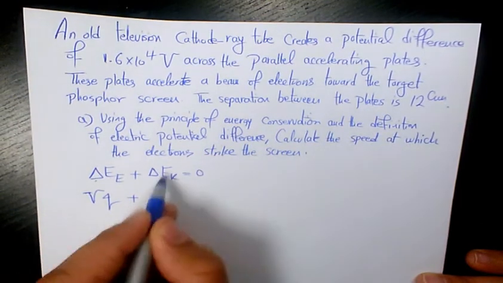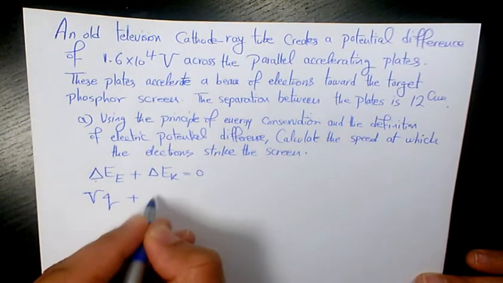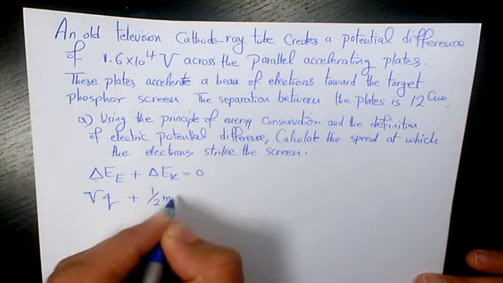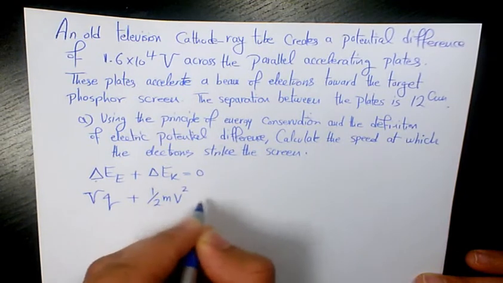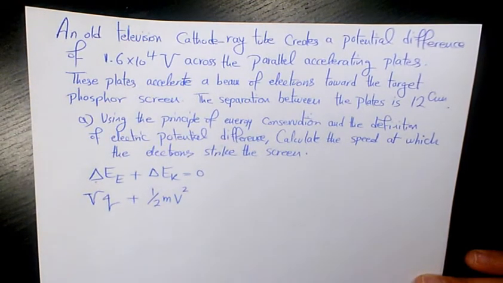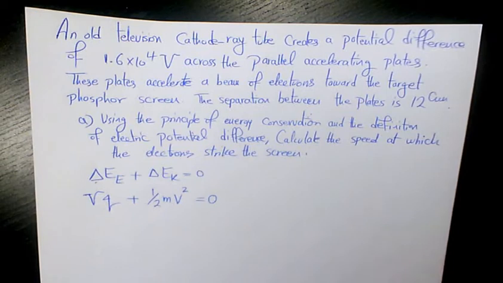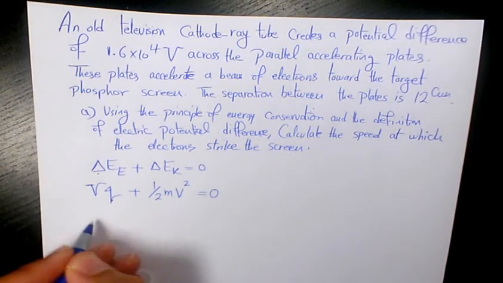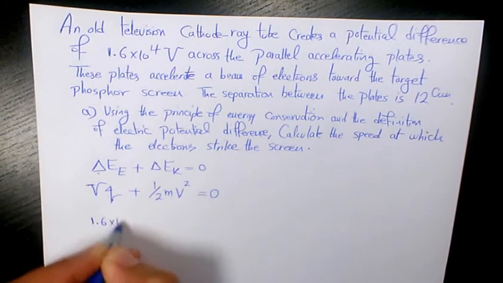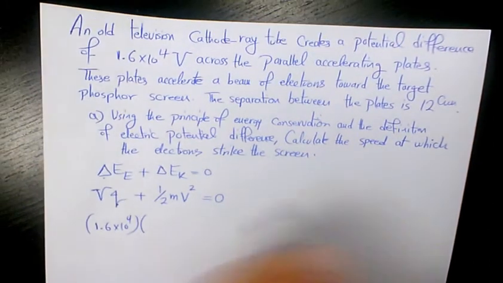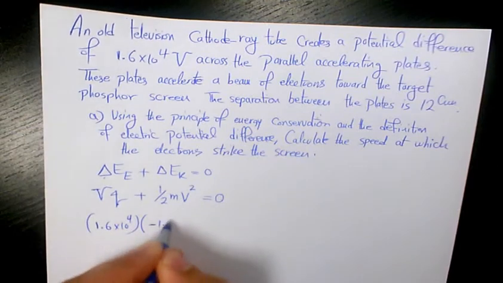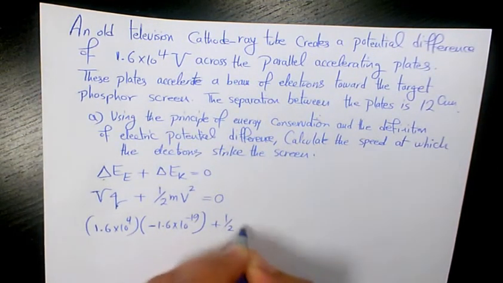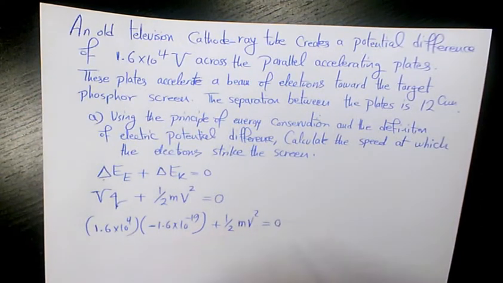Plus here ΔE_K is going to be 1/2 m v squared. That has to be equal to 0, assuming that the initial velocity is 0. It's going to be 1.6 × 10^4 times the electron charge, which is negative 1.6 × 10^-19, plus 1/2 m v squared equals 0.